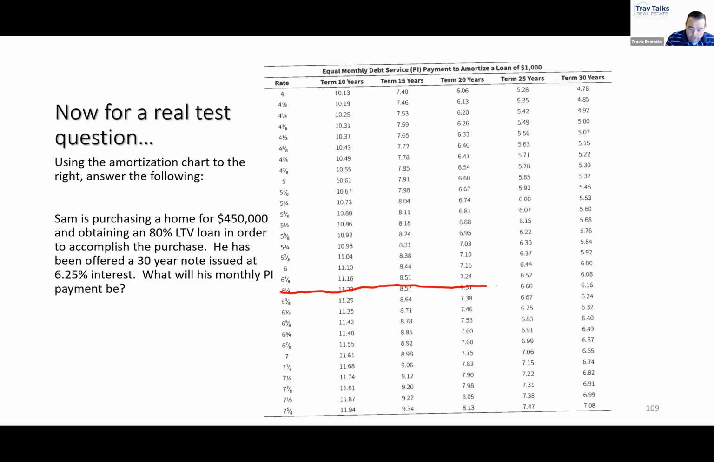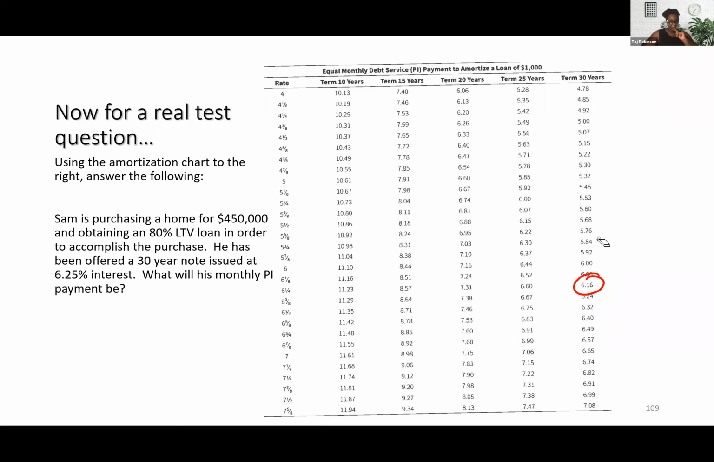So I'm at 6.25, that's 6 1/4, and I'm going all the way across here. And then I'm coming all the way down from 30 years here. Does everybody agree that we're at 6.16 there? I have a question about that. Why would we take the entire home purchase when we're only getting a loan for 80% LTV? We haven't done anything with the amount yet. The amount doesn't matter when we're looking it up in the chart. I'm not sure what you're asking me.